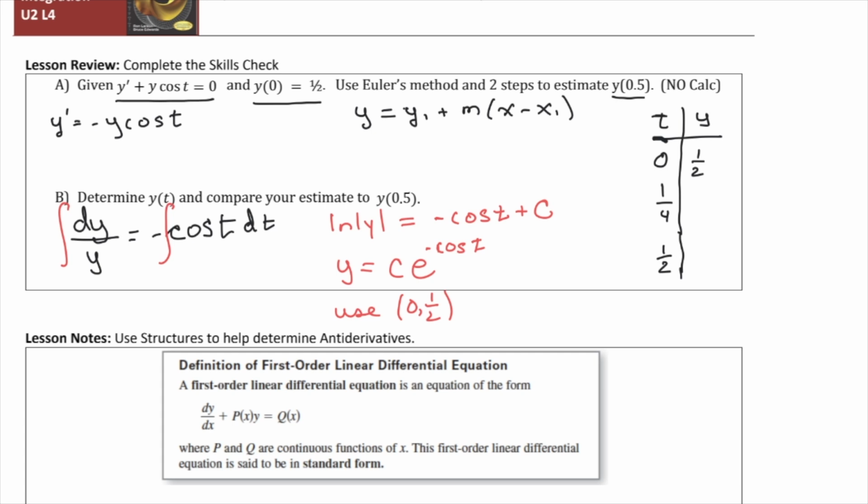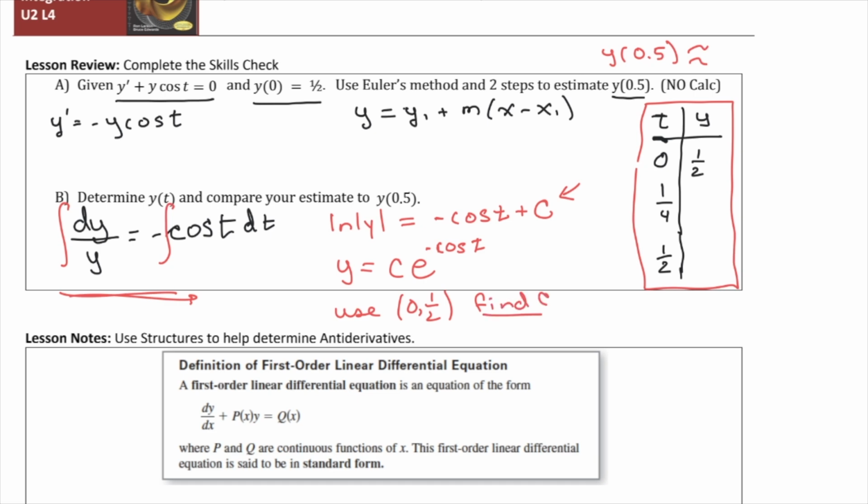Okay, so for question A, did you remember to make a table with your values and make a final statement as to what y at 0.5 is going to be approximately equal to? And for question B, did you remember to use separation of variables? And then once you integrate, don't forget your plus c, and after you have it in the form y equals c e to the negative cosine t, you're going to use 0, 1/2 in order to find that c value. Afterwards, what is y at 1/2 and how does that compare to the value that you have in your table?